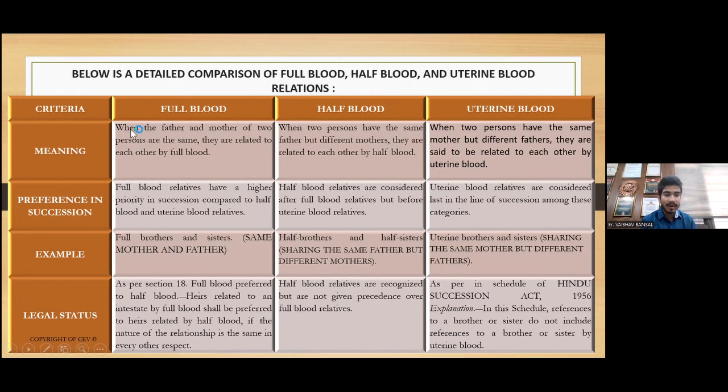Now, meaning of full blood. When the father and mother of two persons are the same, they are related to each other by full blood. In half blood, when two persons have the same father but different mothers, they are related to each other by half blood. And in uterine blood, when two persons have the same mother but different fathers, they are said to be related to each other by uterine blood.